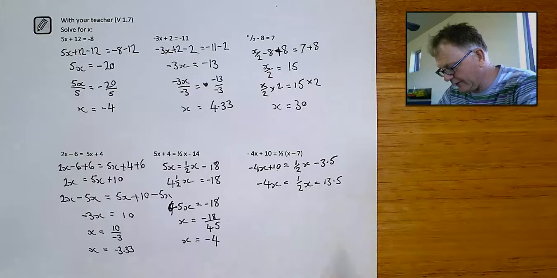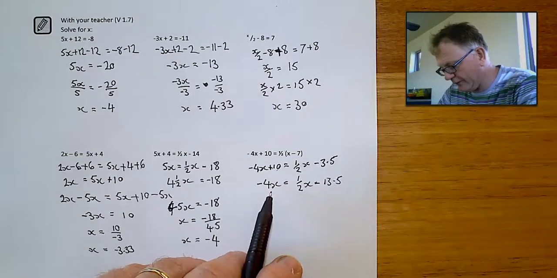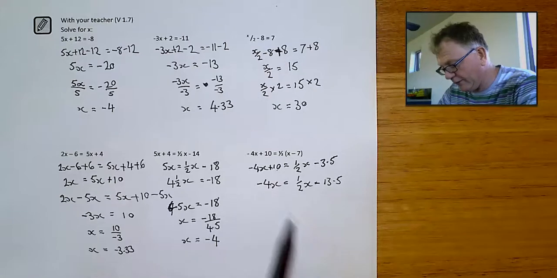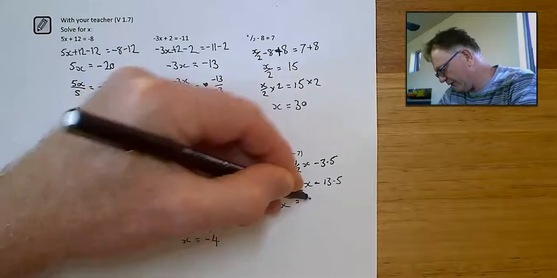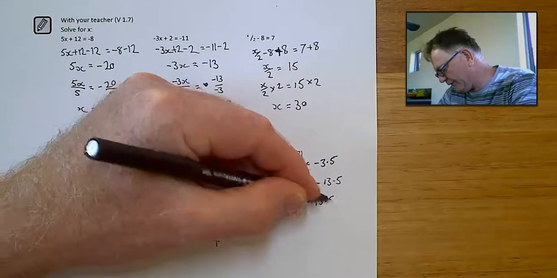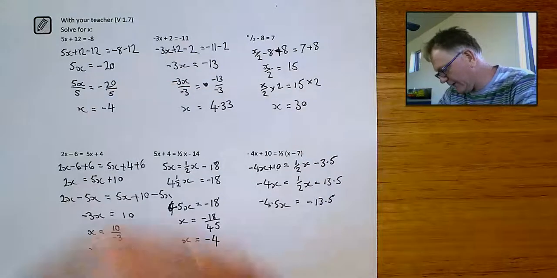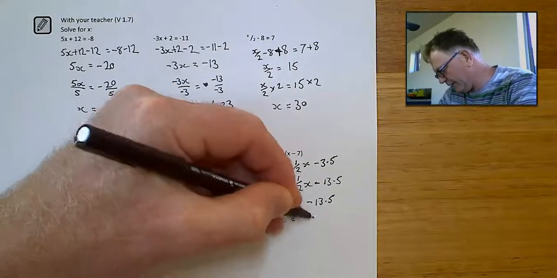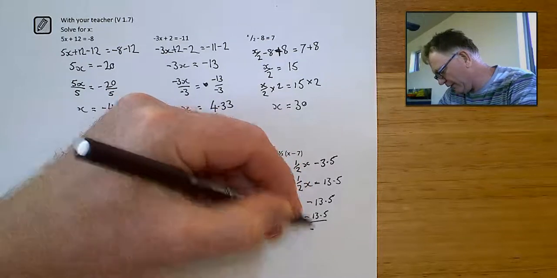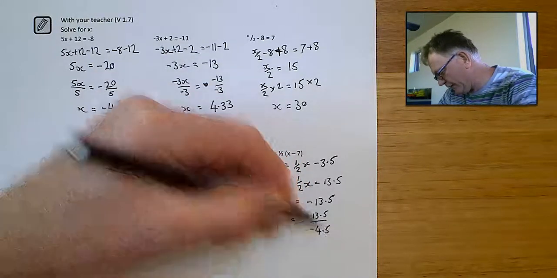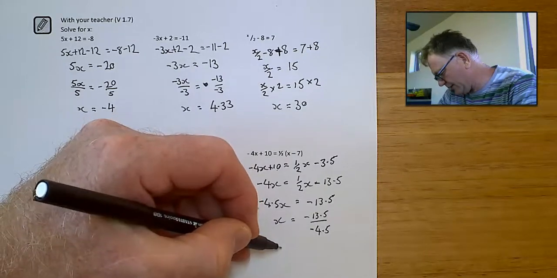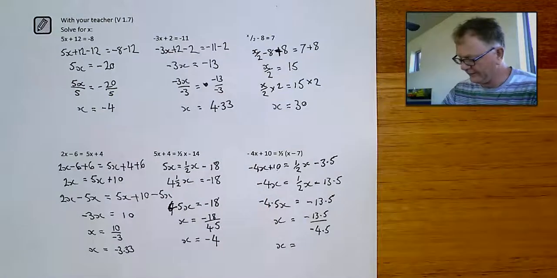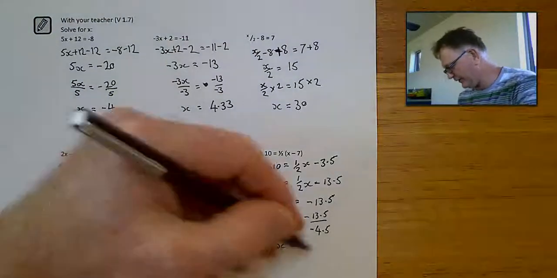Then I would probably take away a half x from both sides of the equation. Minus 4x, take away another half x is minus 4.5x, or minus 4.5x equals negative 13.5. And so that means that x is going to equal negative 13.5 divided by negative 4.5. And I think that means that x equals, if you get out your calculator and try this out, I think x equals positive 3.